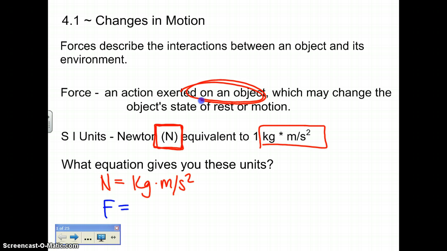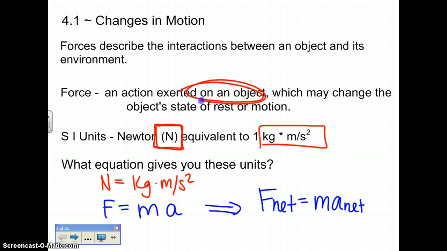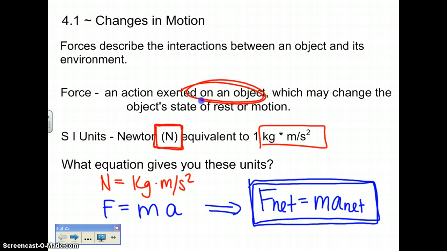What is kilograms, guys? What variable will tell you kilograms? That variable would be mass. Good. And what variable tells you meters per second squared? Good, the acceleration. But really, what we're going to use here is net, because you want to know the net forces. So right here is your original equation. This is the equation that you want to use to start off your problems when you are showing all work for your problems. Okay, F net equals m a net.